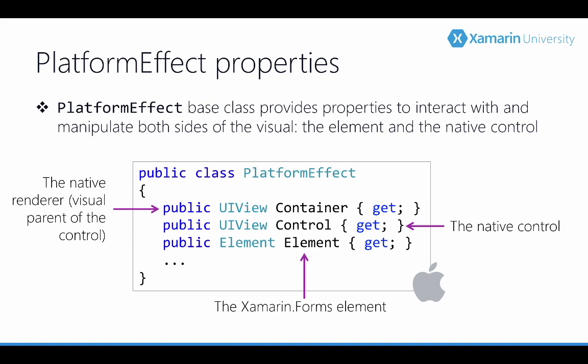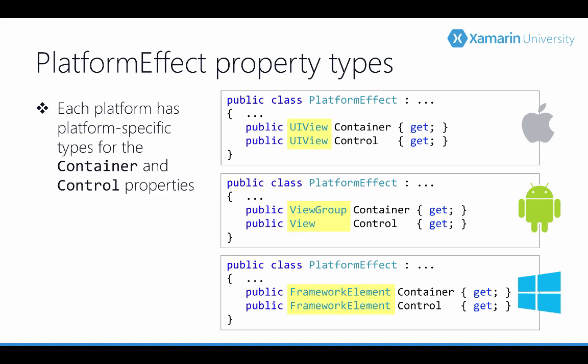There are 3 properties which we can use to get to the 3 players in the rendering system. First is the renderer. It's exposed through the Container property. Second is the generated control, which is exposed through the Control property. And third is the Xamarin.Forms element, which is exposed through the Element property. Each supported platform, so iOS, Android, and all of our Windows variations, they define the PlatformEffect base class in each of the platform-specific Xamarin.Forms assemblies.